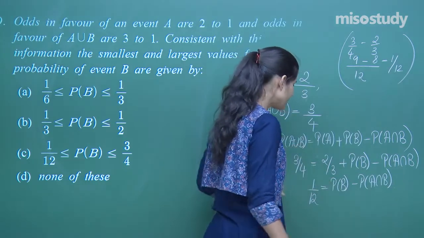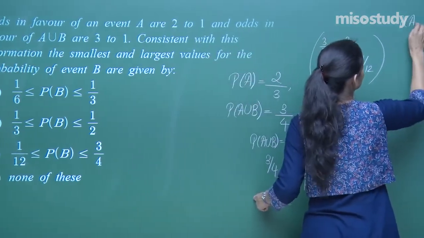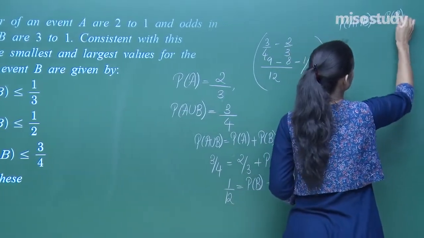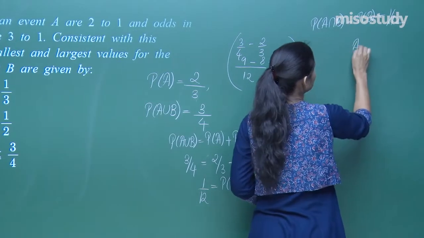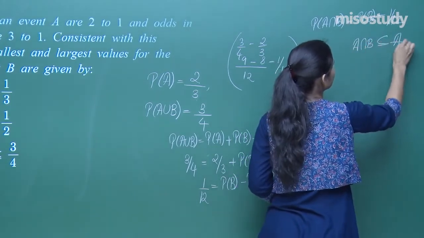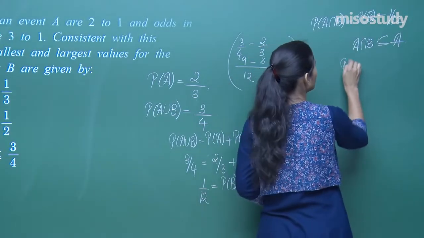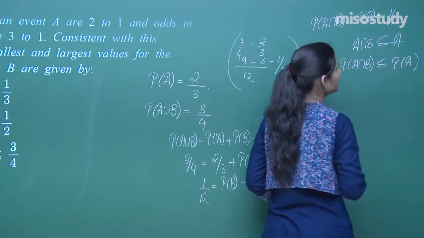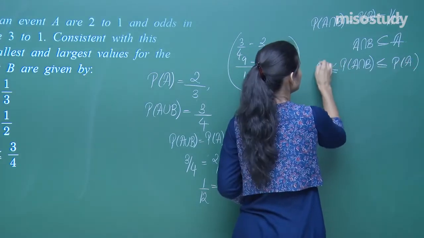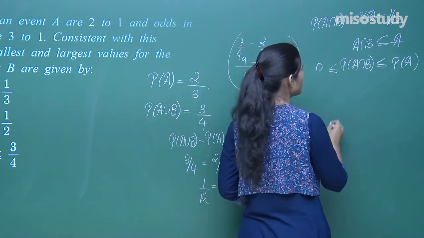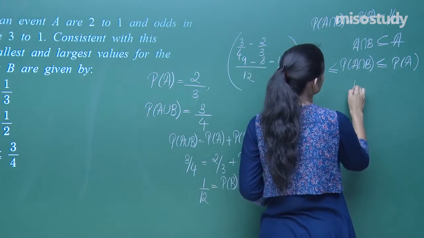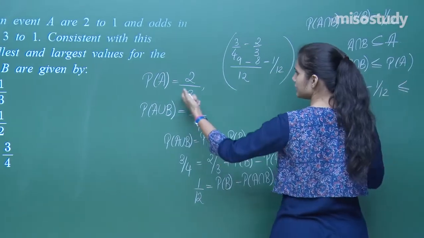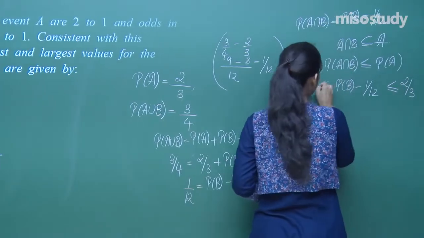Right? So probability of A intersection B is probability of B minus 1/12. Now you know that A intersection B is contained in A, and we have done this, that therefore probability of A intersection B is less than equal to probability of A, right? And obviously it is greater than equal to 0, not a problem, it's always a non-negative quantity. Probability of A intersection B, which is probability of B minus 1/12, is less than equal to probability of event A, which is 2/3, and greater than equal to 0.